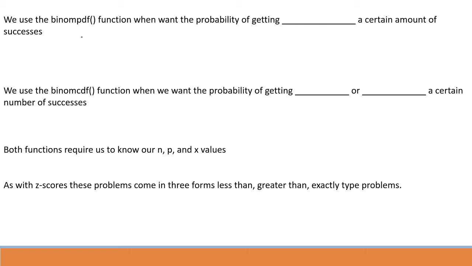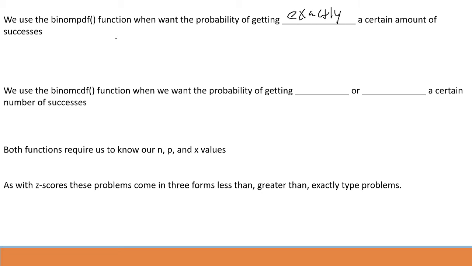So in your calculator, there's a function called binom PDF. And this is a process that will get you exactly the probability of a certain amount of wins. So if you want the probability of getting exactly 5 baskets, or the probability of getting exactly 3 heads after flipping a coin 20 times, something like that, then you use binomial PDF. You get exactly a certain amount of successes.